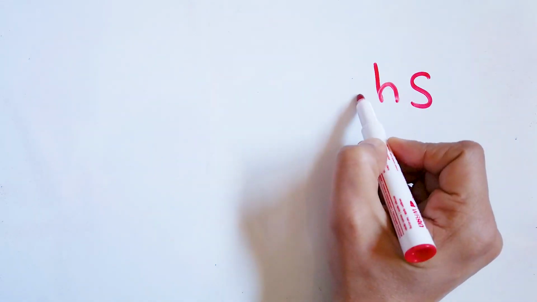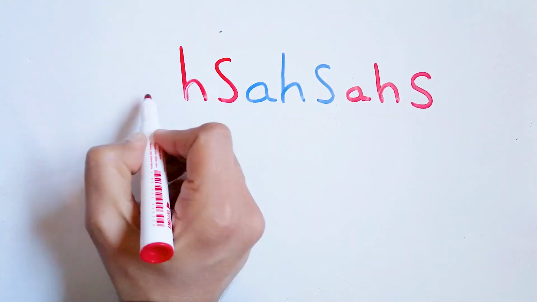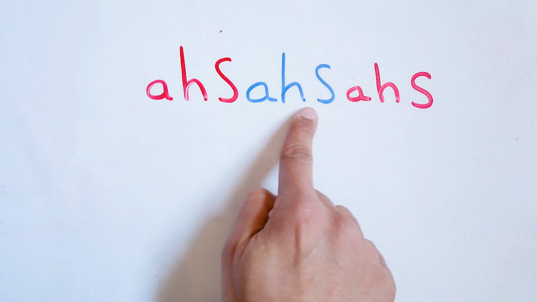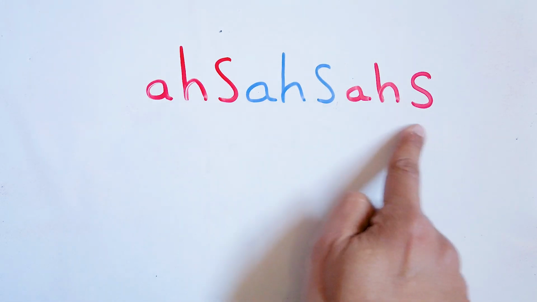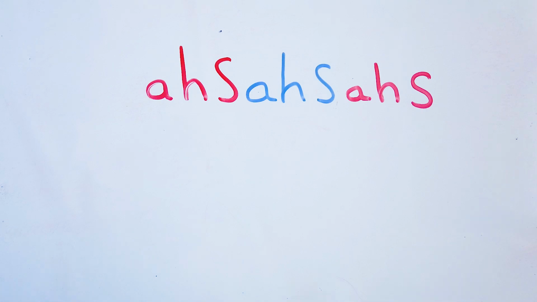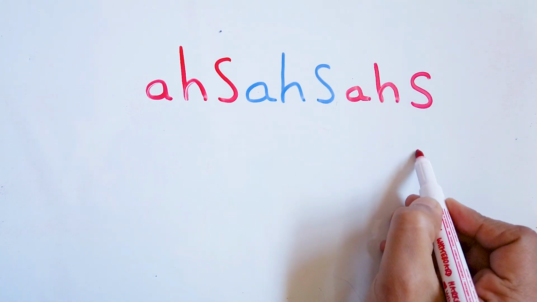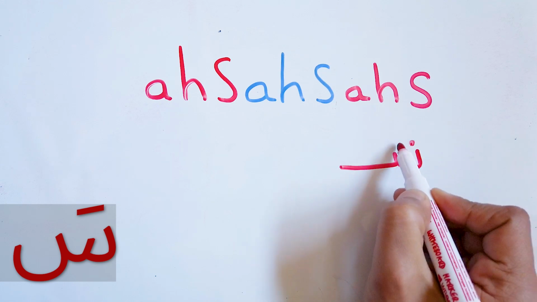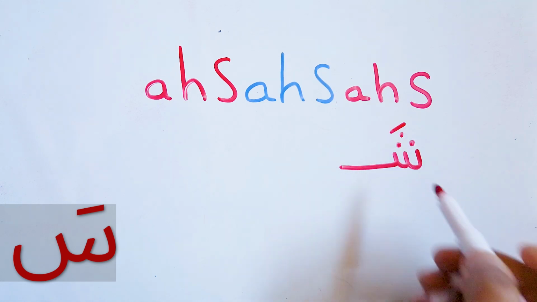Now let's do our training. Let's write this word, shawasha. Let's read together. Sha, sha, sha, shawasha. Let's write it in Arabic. Pay attention to the shape of sha in the beginning of the word. It is like sa. You have already learned it before. Sha.